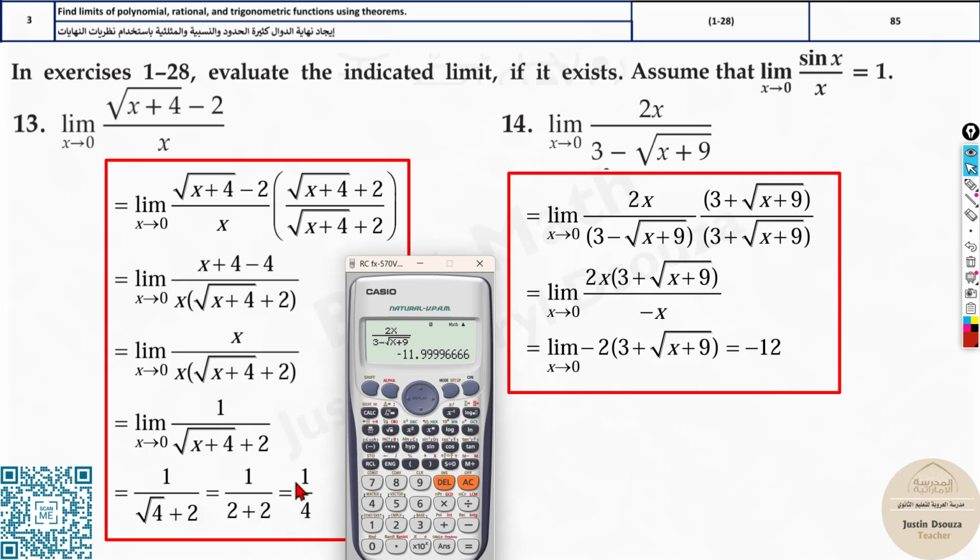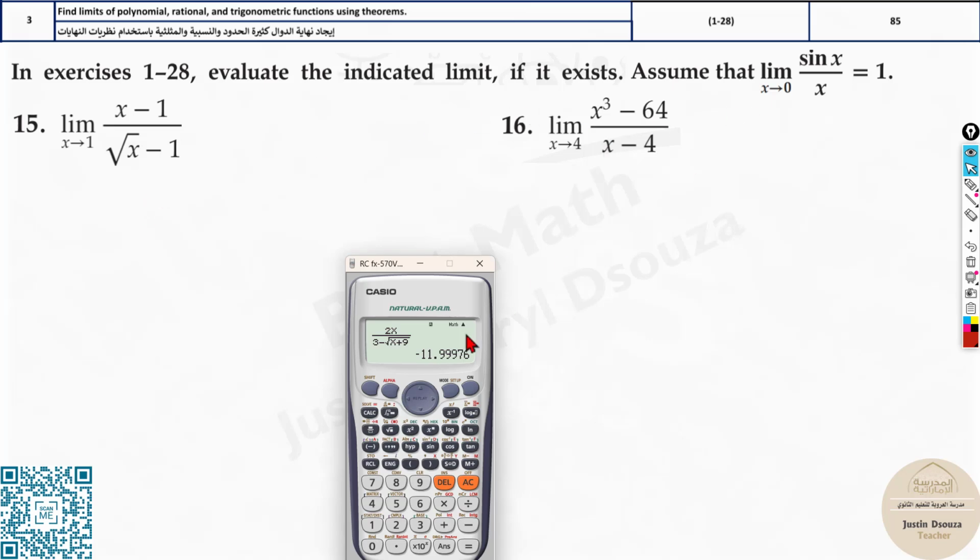You may not get exactly 1/4, you will get 0.25 or 0.24449 or something like that, very, very close to 1/4. You can do one more thing. Instead of putting some values, if you do 0.001, then you might get exactly 12 as well. Sometimes you get that, but it depends. Now this is also the same thing.